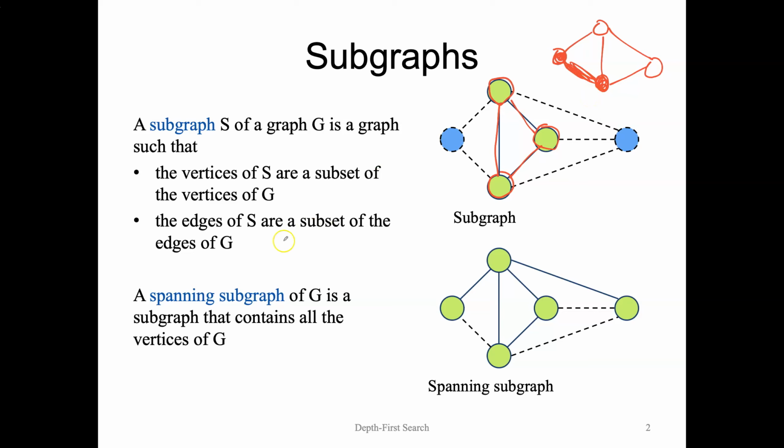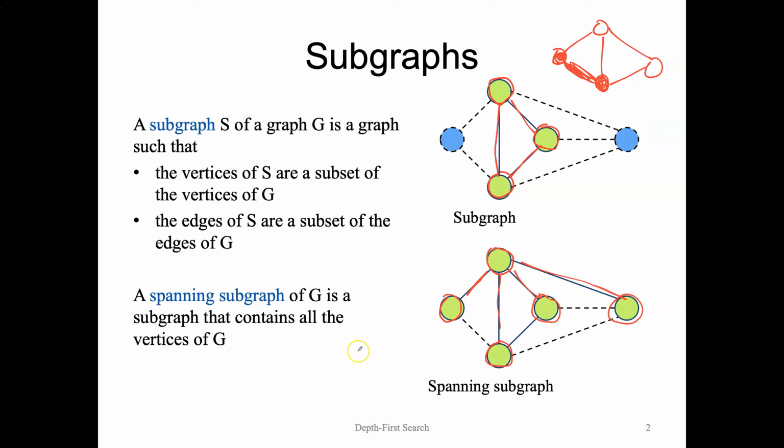Now we say that a subgraph is spanning if it contains all of the vertices of our original graph. So suppose we had this graph. A spanning subgraph would be one where we include each of these vertices, and then we include only a subset of edges. So maybe we include this edge, this one, and this one.